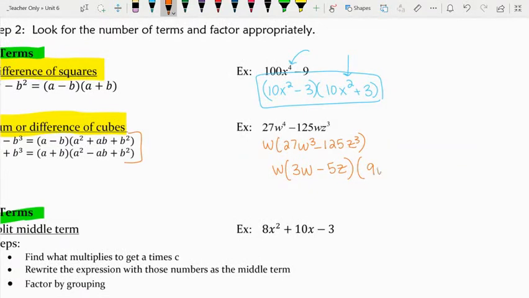3W squared gives me 9W squared. Multiply 3W and 5Z, and you get 15WZ. And then 5Z squared gives me 25Z squared.